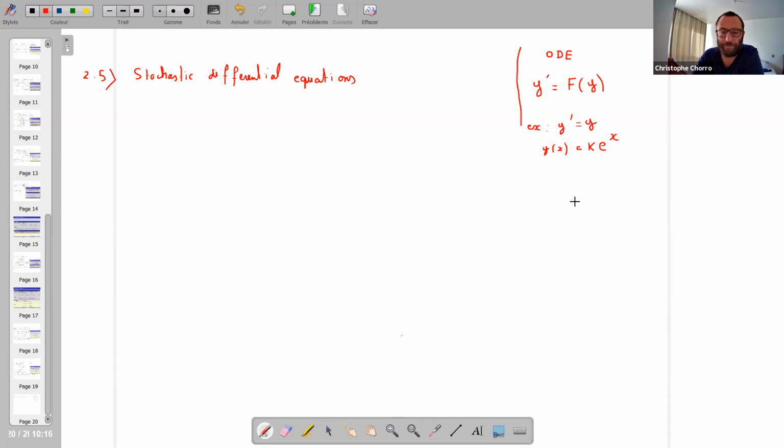I repeat that I won't enter into too much detail concerning this part, but I will study in full detail a stochastic differential equation that is the one involved in chapter 5 of these lecture notes. So it's exactly what we are going to do here: the part concerning the geometric Brownian motion.